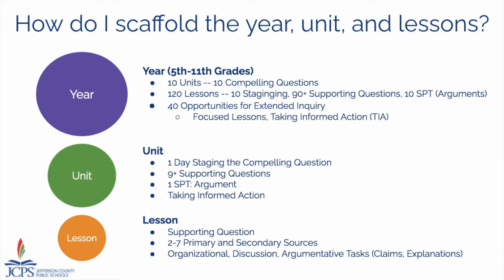For our breakdown of how we designed the curriculum framework, we'll look at the year, the unit, and the lesson. For the year, from 5th to 11th grade, we included 10 units, each with their own compelling question. For each grade, there are around 120 lessons, which include 10 for staging the compelling question, really getting to know that question, 90 supporting questions total, which means about 9 supporting questions for each unit, and 10 opportunities to inform some type of argument.